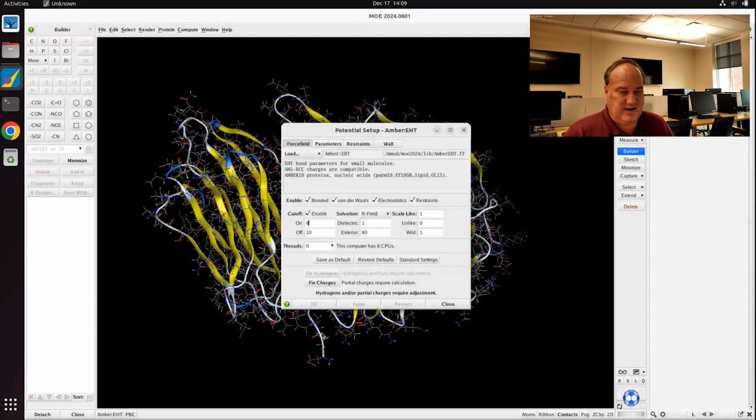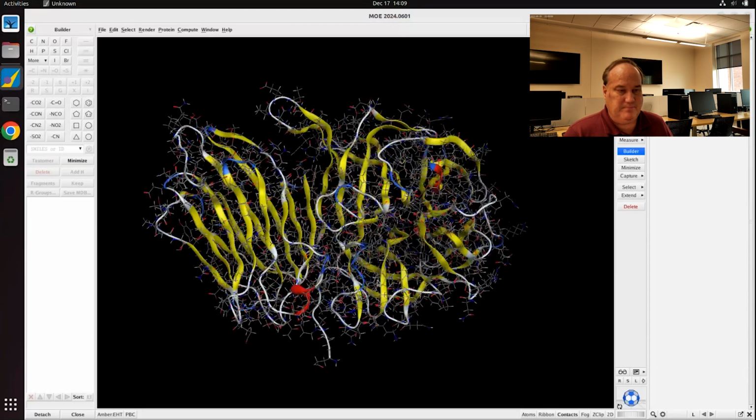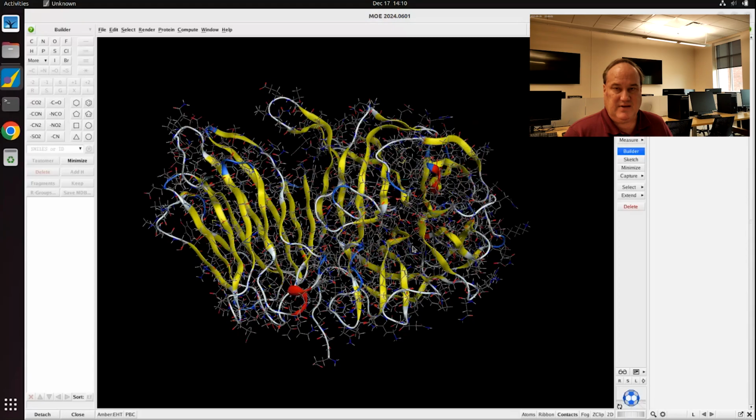because you're going to add hydrogens here. And then we're going to fix charges, make sure we have our Amber EHT force field. I should have done that first and made sure my force field works. So fixed hydrogens for fixed charges, make sure it's parameterized. That adds protons. Now it added protons based on geometry. It didn't add protons based on where we expect the protonation state for the side chains to be.